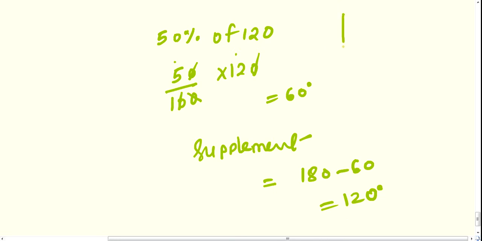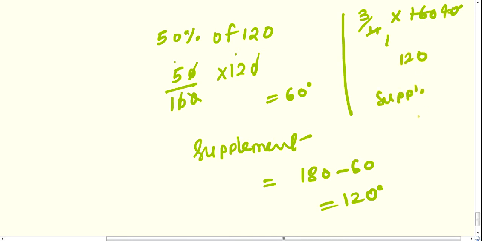In this way, same question, the fourth one, 3/4 of 160. So 3/4 into 160. 4 1 ja 4, 40 ja, and 40 into 3 120. So again supplement equals to 180 minus 120. So 60 degree is the required answer. In this way you have to solve question number 3 and 4. Then question number 5, find the angle that is equal to its complement.